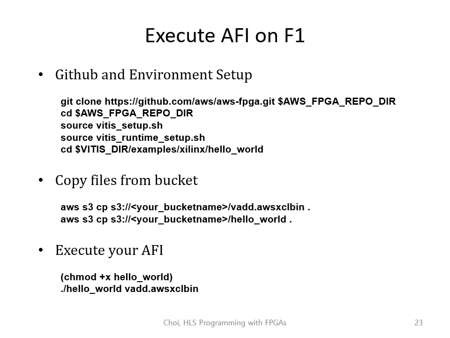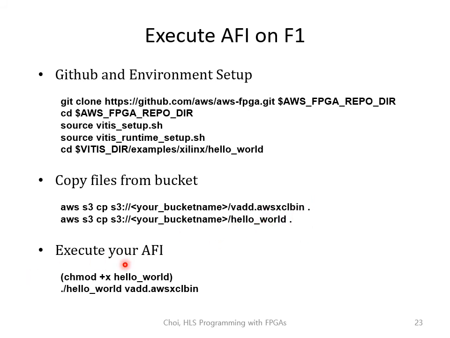Let's execute our AFI on the F1 instance. As before, please set up the GitHub directory, source the setup file, and go to the HelloWorld directory. We are not going to do the compilation. We are simply going to copy our files from the bucket. Please type this command: aws s3 cp, your bucket, the file name, to the current directory, and you can do the same on the HelloWorld file as well.